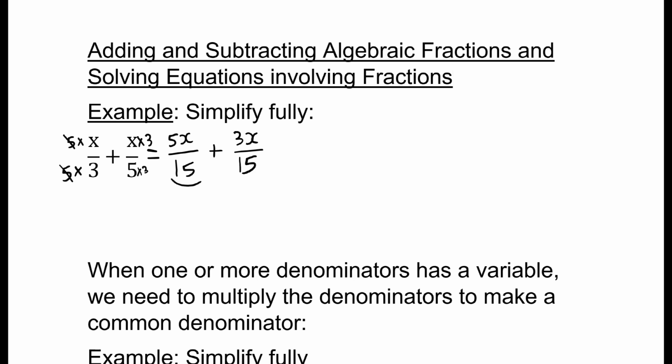These are just equivalent fractions to the fractions on the left-hand side of the equation, so we're allowed to put this equal sign in. We can now add the numerators, so we have 5x plus 3x over 15. We don't add the denominators, and that gives us 8x over 15 as our final expression.